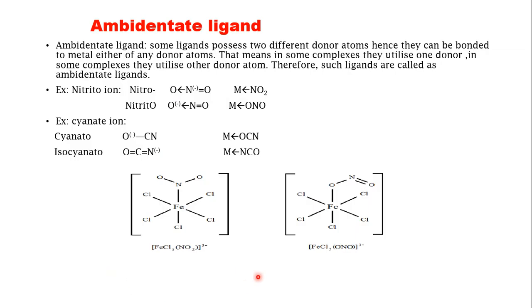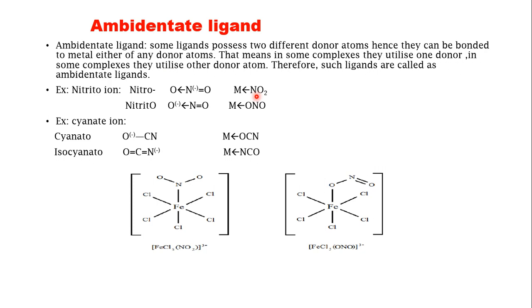So next up, we are going to study ambidentate ligands. In ambidentate ligands, certain ligands possess two different donor atoms, hence they can be bonded to the metal through either of the two donor atoms. Suppose consider the example of the nitrito ion. So the nitrito ion has a formula of NO2.